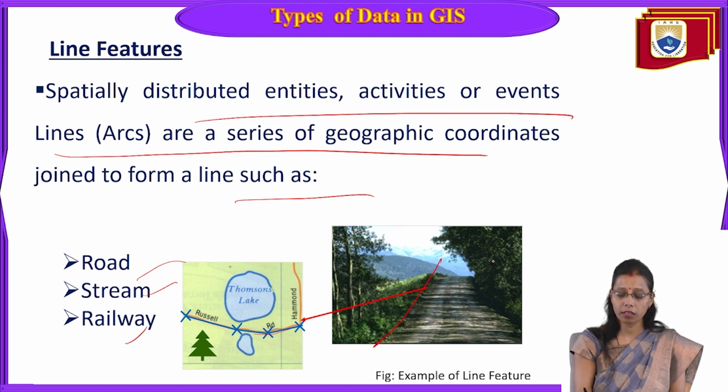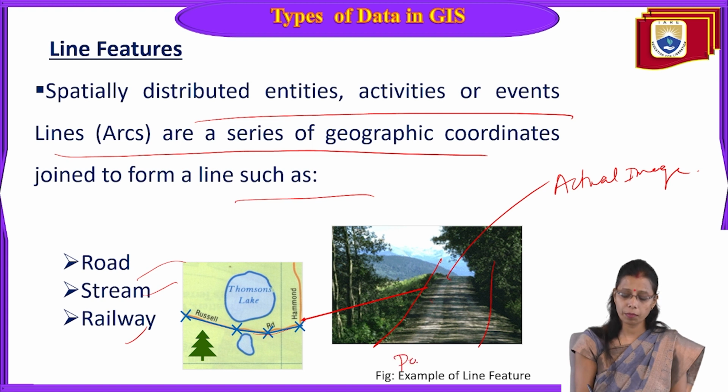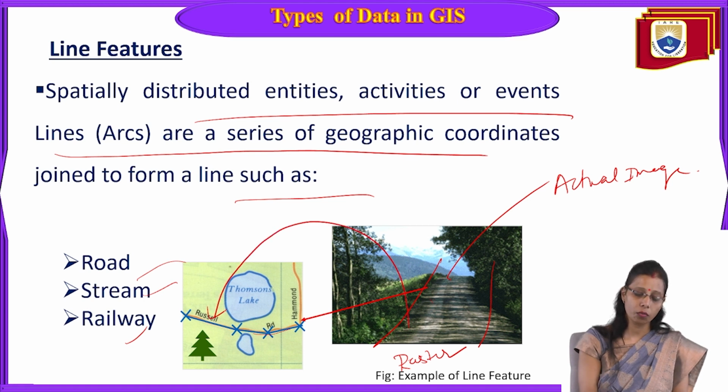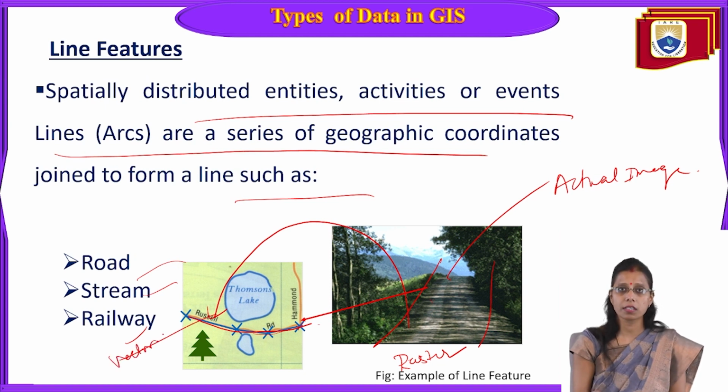In the actual image, if you want to represent this, it is basically what we call raster, when it is clicked as a photo. Now this raster is converted to vector. How? It is converted to a line. So this is raster, this is vector. This road is shown here as a linear feature.